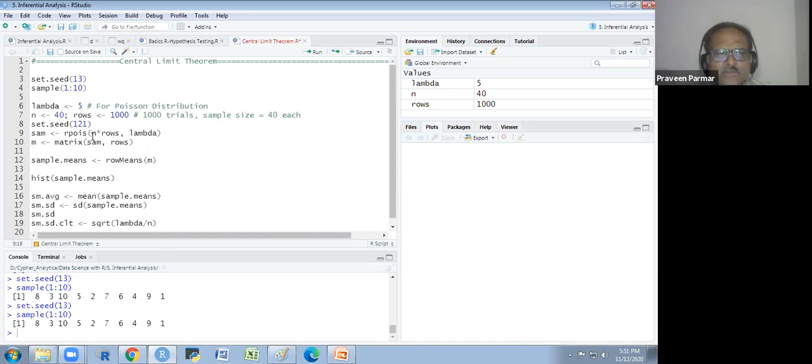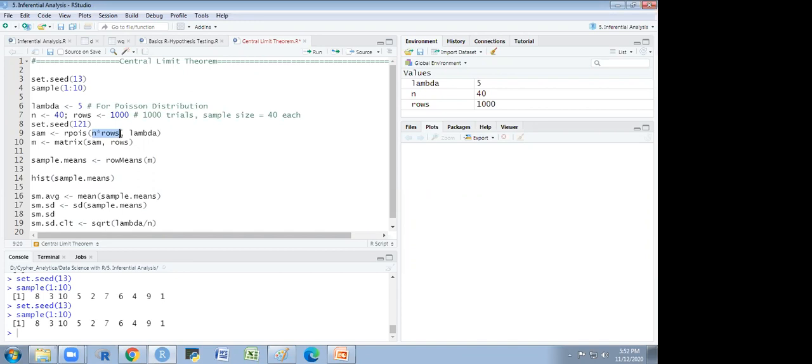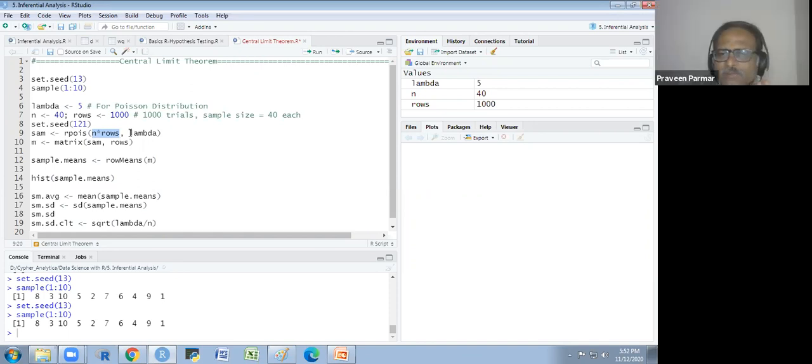Yes, sir. The first attribute is the data points. How many do you require? I require 40,000 data points. Okay, and what would be the mean of that? Lambda. I have selected lambda as 5, and I have written it here.